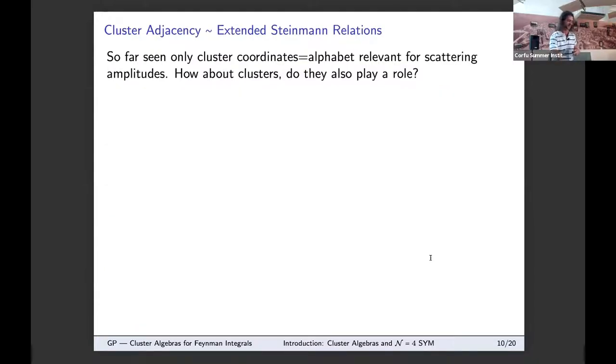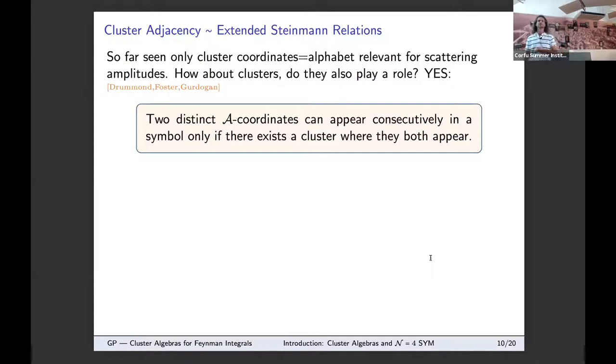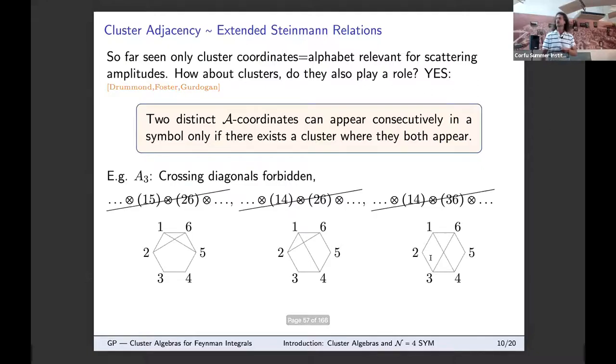There's one more technical thing that I would like to tell you before I end this introduction, and that is that so far I have only talked about cluster variables, not about the clusters themselves. Do they play a role in amplitudes, the actual clusters, how these variables are grouped together? And it turns out that they do. Two such cluster variables can only appear next to each other in the symbols if there exists a cluster containing both. And in this example of A3, I told you that clusters themselves consist of non-crossing diagonals. Therefore, you will never find a cluster where diagonals cross. So the variables that correspond to these crossing diagonals can never appear next to each other in the symbol.